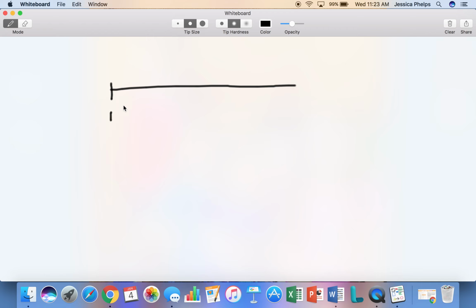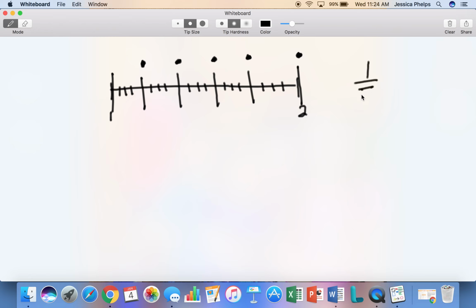We'll say this is 1 and this is 2 inches. And we'll count 1, 2, 3, 4, 5, 6, 7, 8, 9, 10, 11, 12, 13, 14, 15, 16, 17, 18, 19, 20. So we need to count how many long hash marks there are. We don't count the first one, but we count 1, 2, 3, 4, 5. So there's 5 of them. That means each one of these big hash marks represents 1/5.